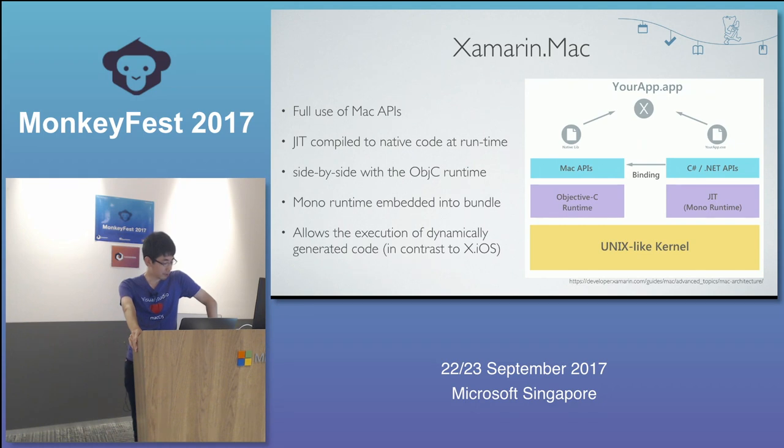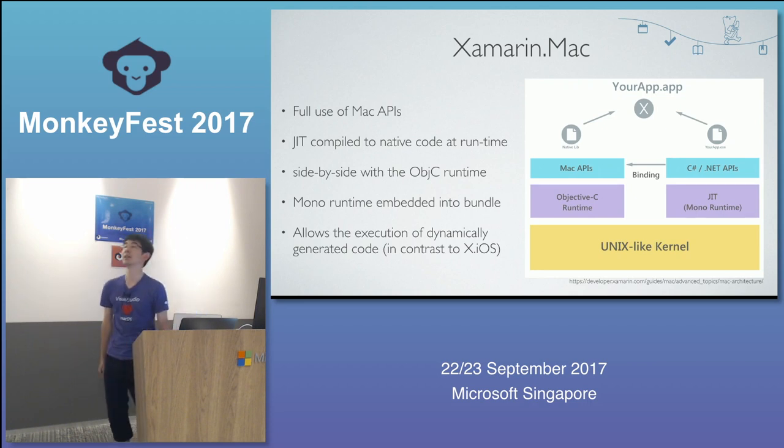You know that Xamarin.iOS has several limitations due to its ahead-of-time compiler. In contrast to Xamarin.iOS, the just-in-time compiler of the Mono runtime enables full generic support and the execution of dynamically generated code, such as creating types dynamically.